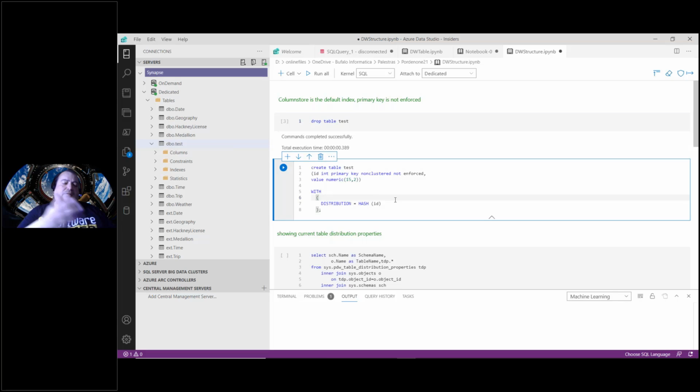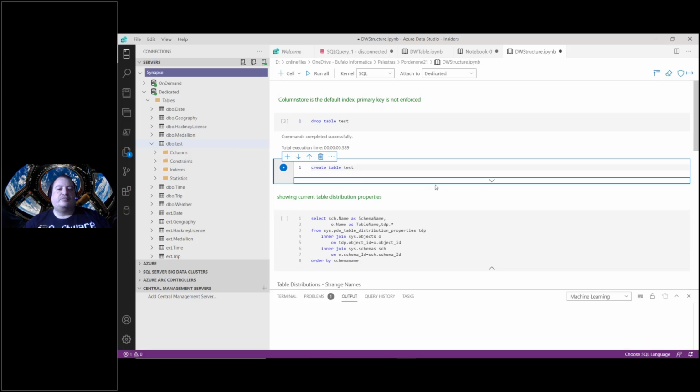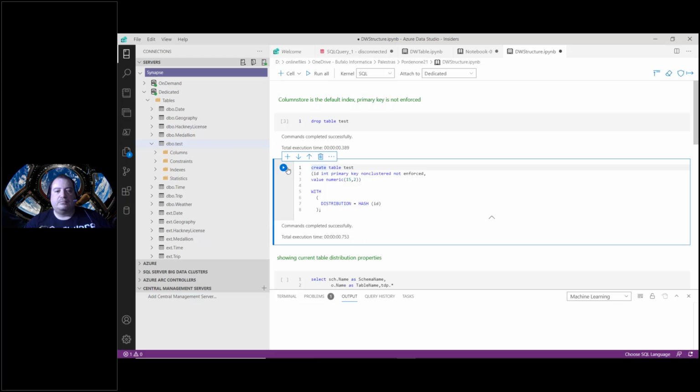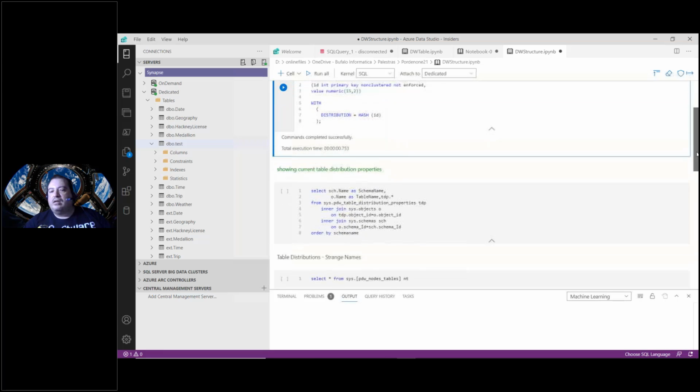Now I'll create my table test. It's a silly table, nothing important on it, but I'm defining an ID. I decided to put a primary key on this ID, but the primary key needs to be non-clustered and not enforced. And then I'm defining another field, value numeric 15,2, and defining the distribution as a hash based on the ID. I will explain the possible distributions in just a few minutes. So let's create the table test. Okay, table test is created.